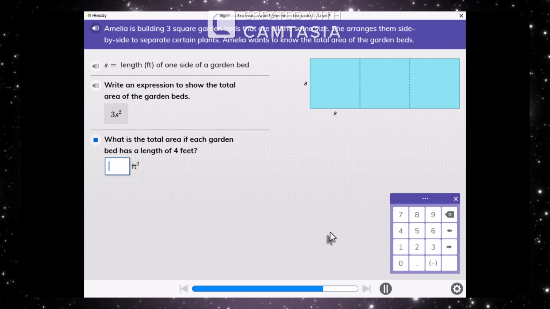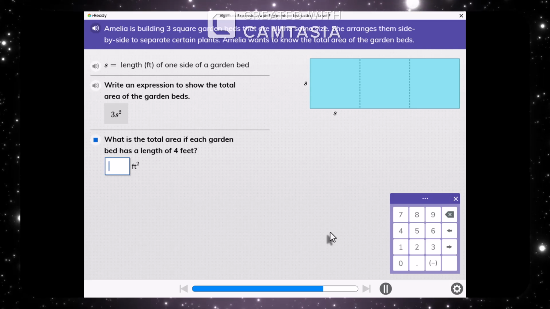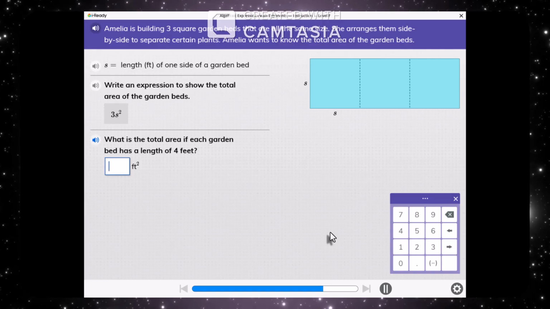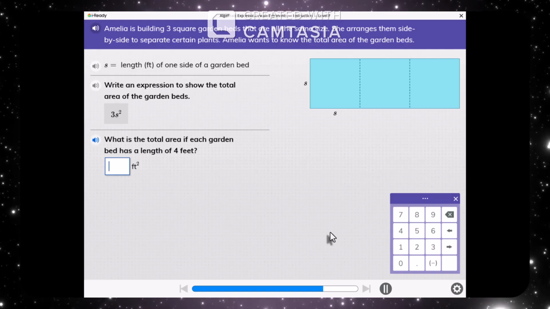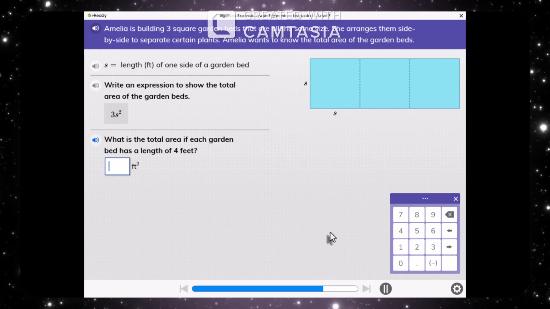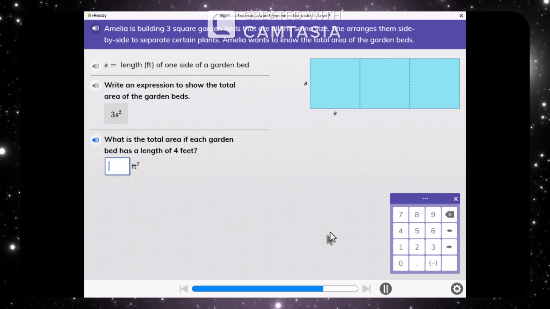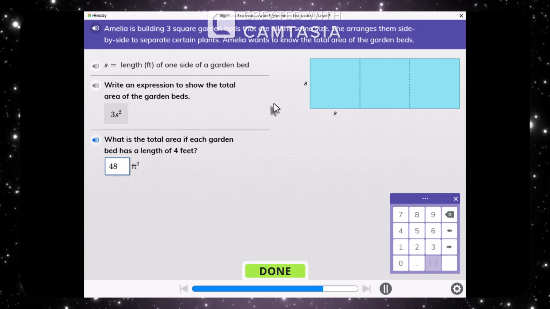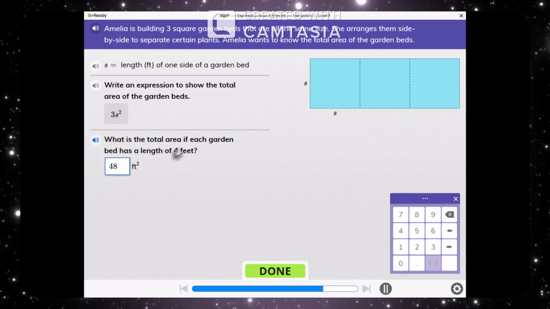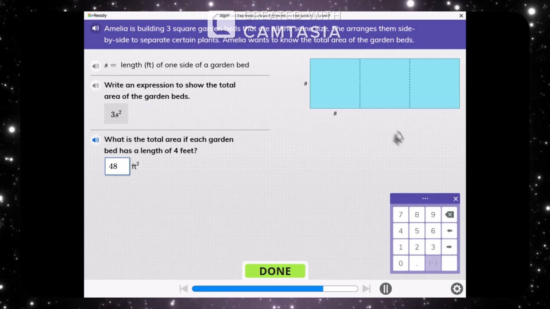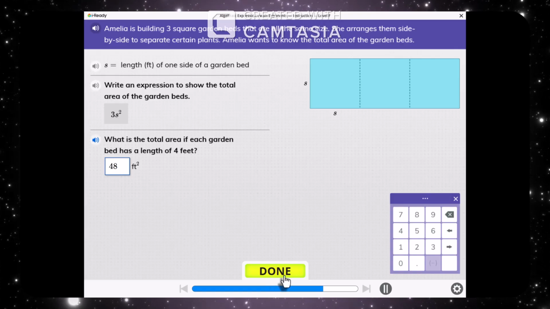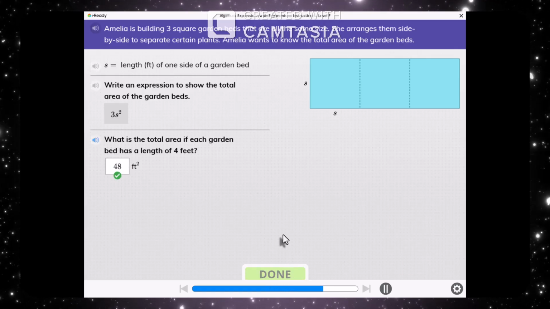What is the total area if each garden bed has a length of 4 feet? Okay. 4 times 4 is 16. 16 plus 16 is 32. 48. 48. I'm double checking it because I want to. 16 plus 16 is 32. 48. Yeah.